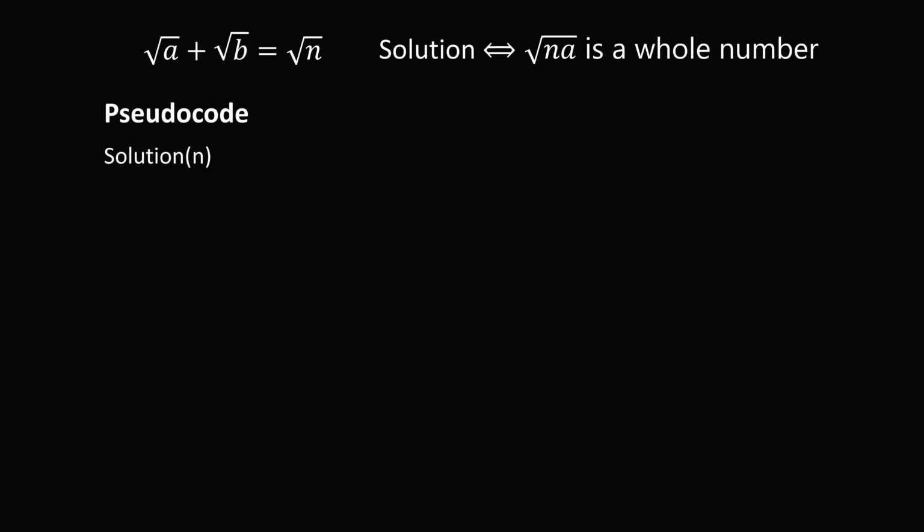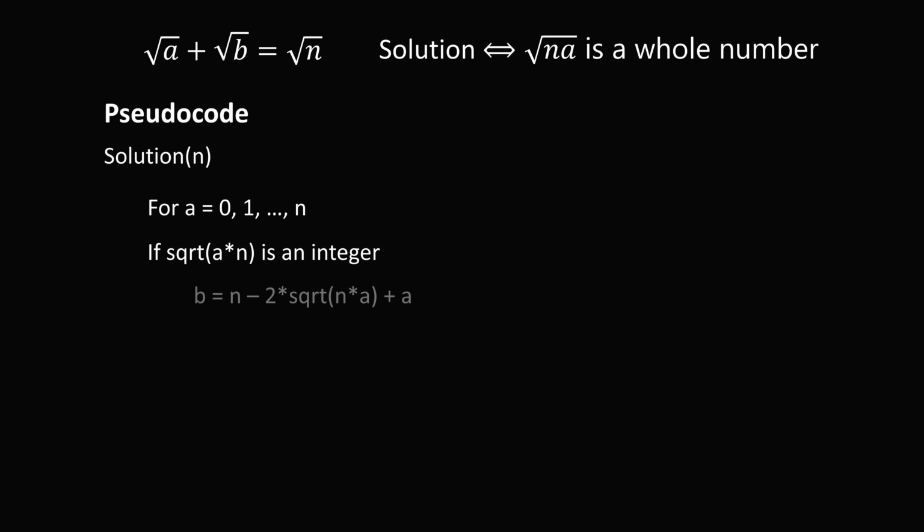We're going to write a function solution(n). We need to go over the values of 0 to n. We'll evaluate if the square root of a multiplied by n is an integer, then we can compute the value of b, and we will return an array of all ordered pairs a and b that are solutions.